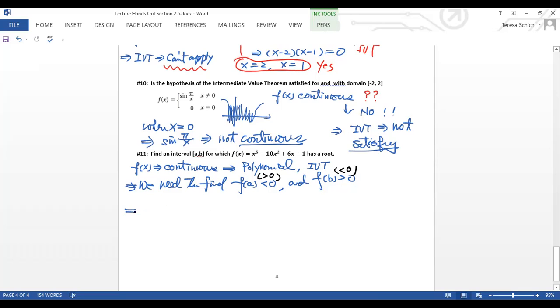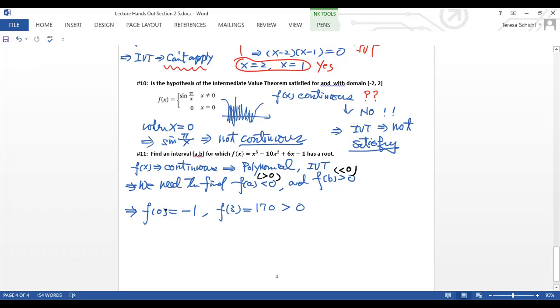So here for us, we just try and error. Let's say f of zero, that's the easiest one. You put in zero, and it's negative one. All right, now we can find another value by trial and error. Let's try f of three and see what happens. Plugging in three, I get 170. Oh yes, this is greater than zero.